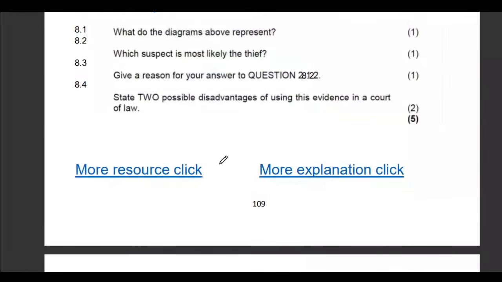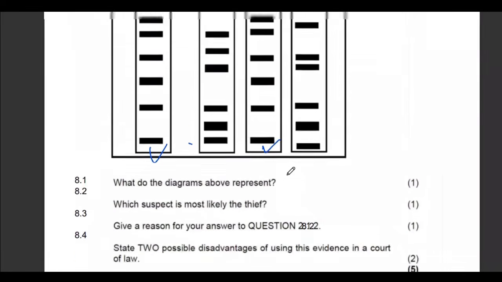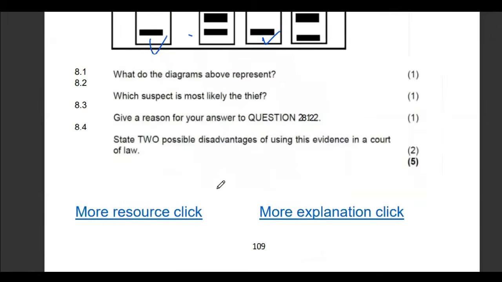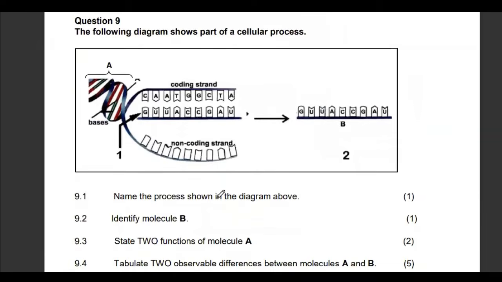They're saying name two possible disadvantages of using this evidence in court. It might not be 100% accurate because, number one, there can be human error, and also it may not be unique if a small sample is used. Also, a human being can manipulate them, so it may not be 100% accurate.